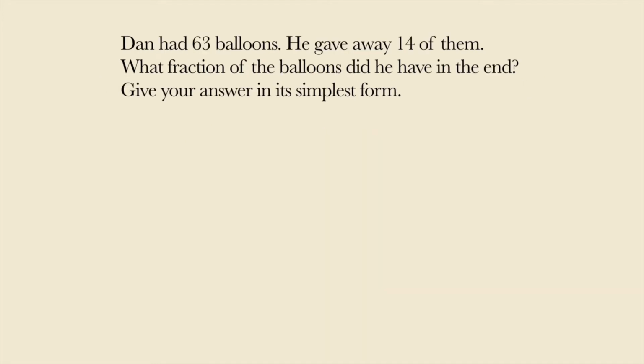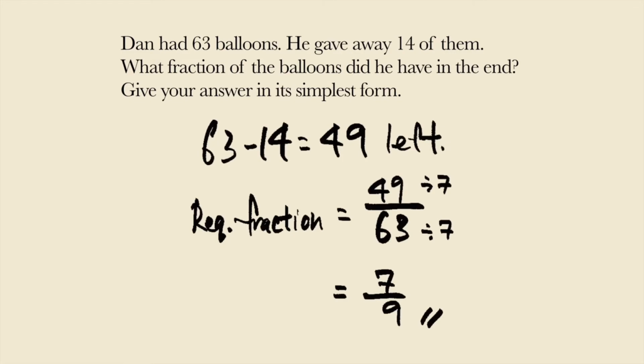Dan had 63 balloons. He gave away 14 of them. What fraction of the balloons did he have in the end? The word "of" tells me balloons at first must be the denominator. Let's find out what he had in the end. So 63, gave away 14, he had 49 left. What fraction of the balloons that he had at first did he have left? Well, these two are multiples of 7, so let's divide by 7. We get 7 over 9.